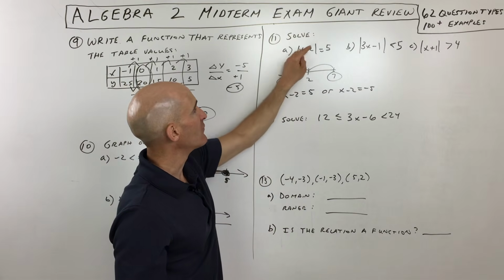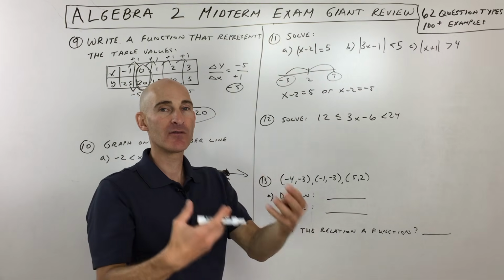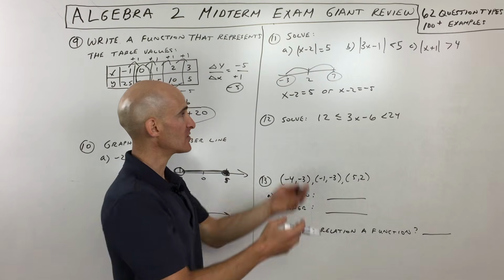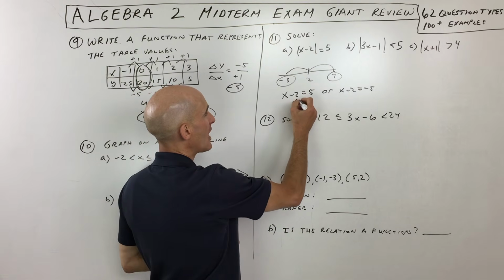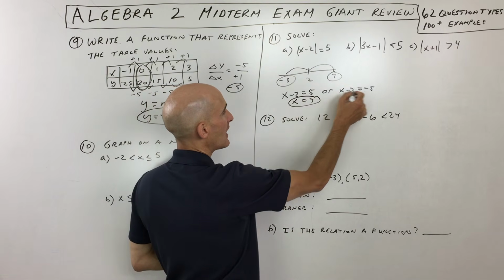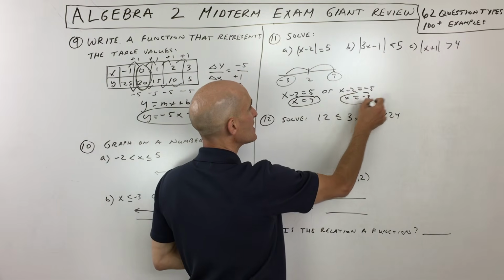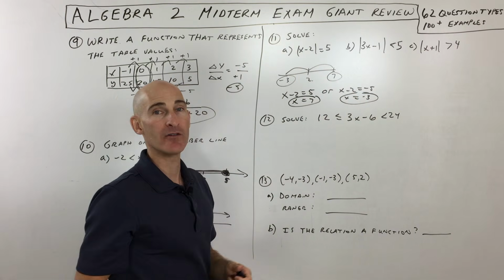So when you think of the absolute value, what it's saying is the distance from 0. Okay, it could be to the left, it could be to the right. So all we have to do now is add 2 to both sides, we get 7. Add 2 to both sides, we get -3. Same thing as in this geometric way of solving it.